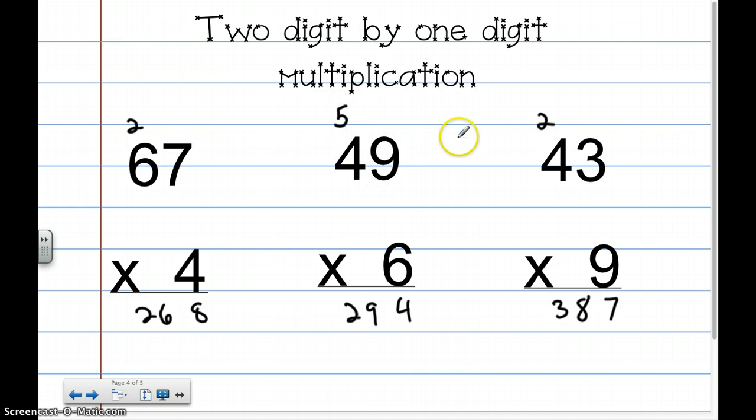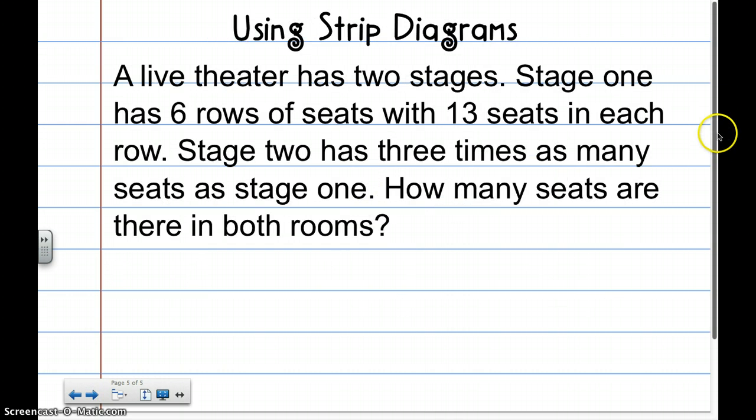Now let's say I had something like this. If I do 8 times 1, that's 8. There's nothing to carry, so I don't have to worry about that. And then I can just write the 48. So if you don't have anything to carry, then you don't add it at the top, because sometimes you have a problem like that. Okay, let's use strip diagrams to solve this problem.